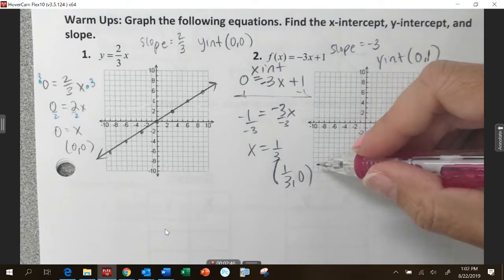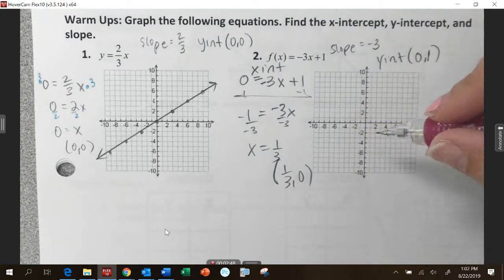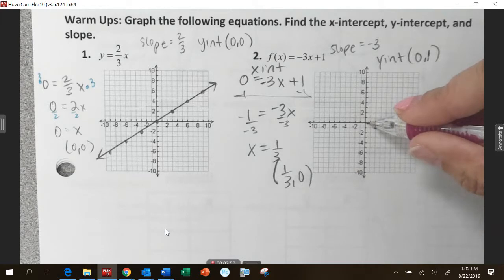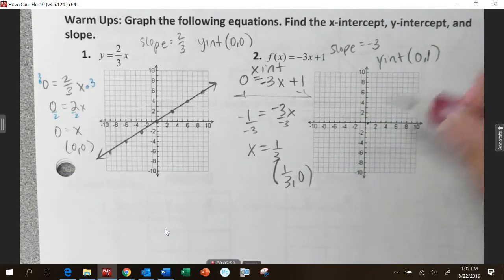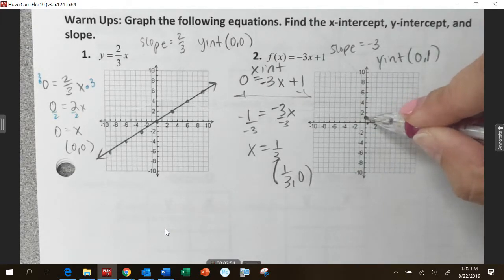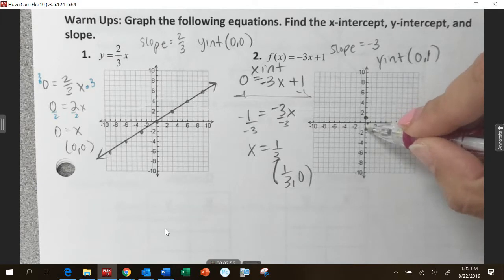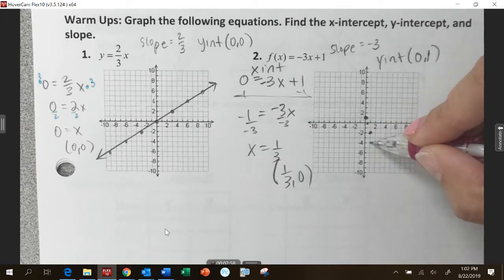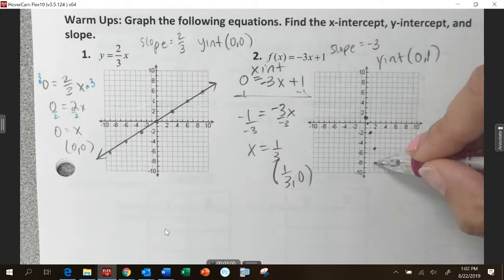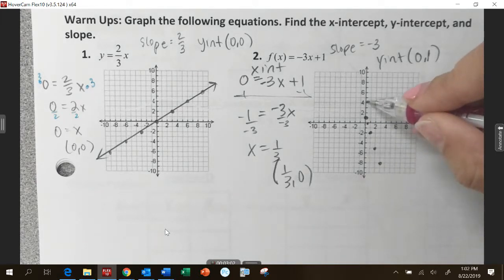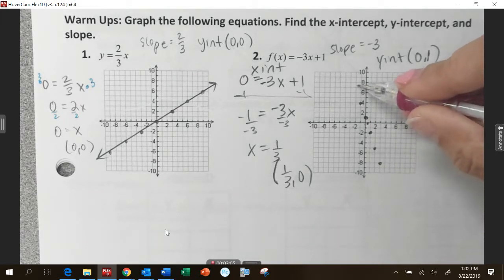That 1/3, 0 is kind of hard to graph. I mean, I can do it a little bit. Probably not that accurate though. So I'm going to really use the y-intercept and my slope of -3 over 1 to graph it.